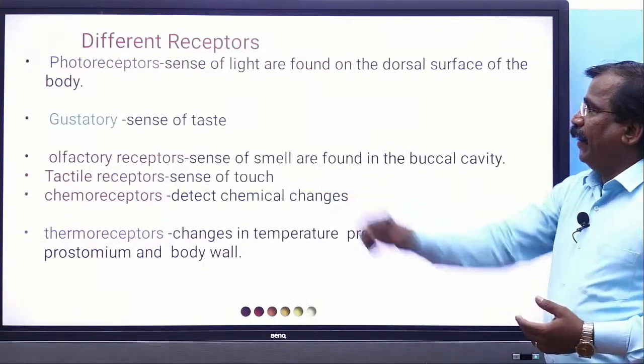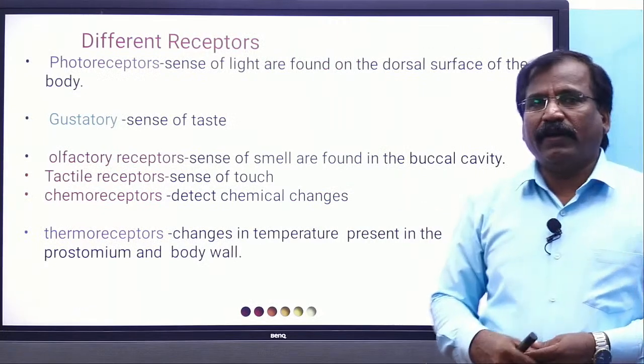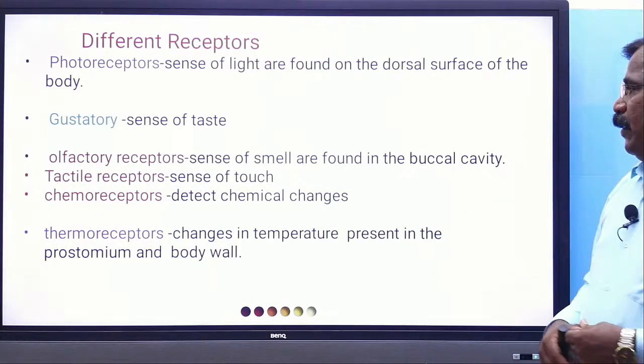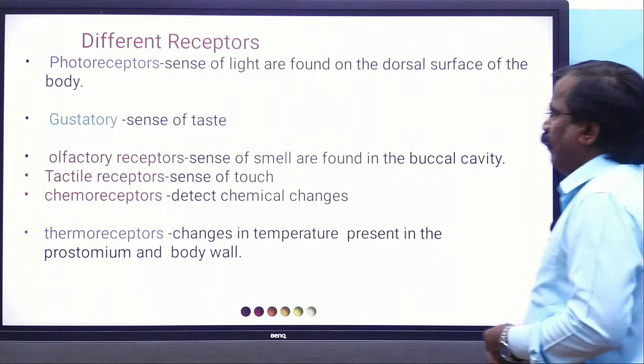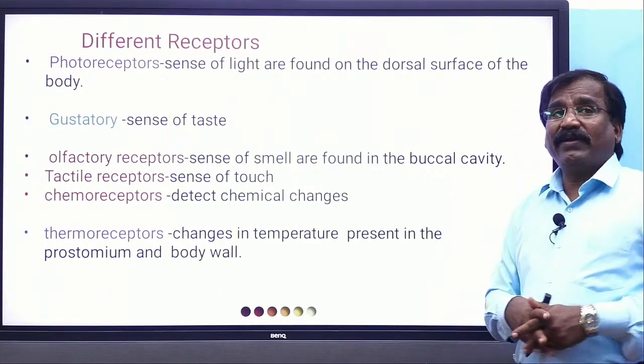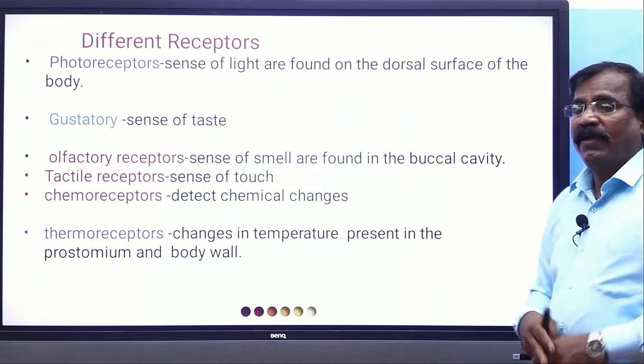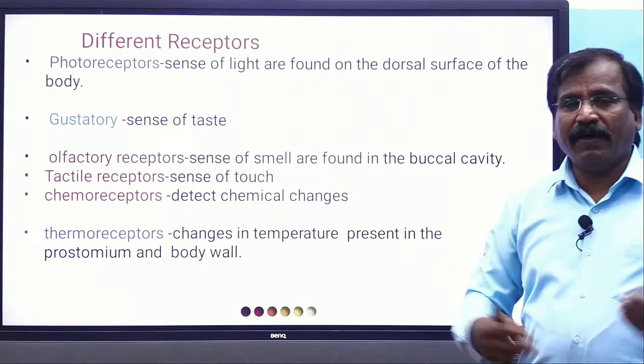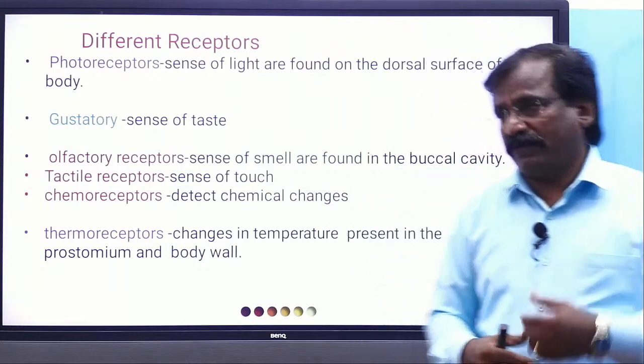Fine. And next is, this is important, 2 marks most often, or maybe also 5 marks: add a note on the different receptors found in the nervous system.